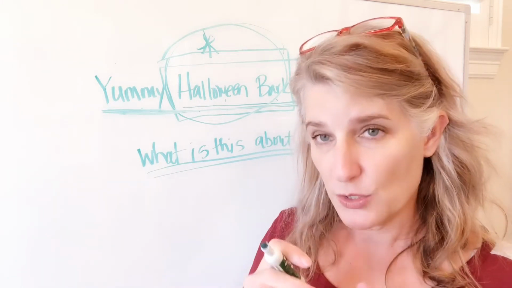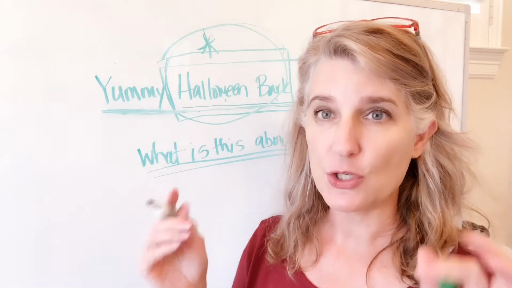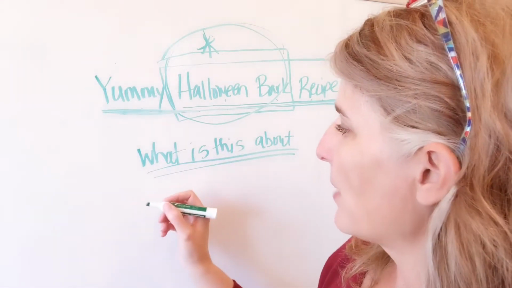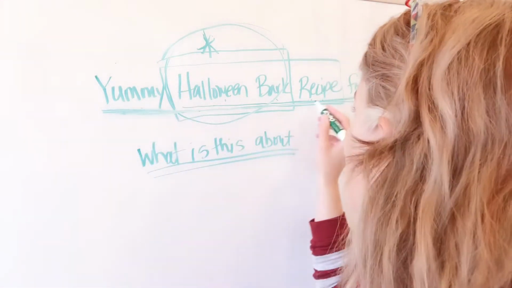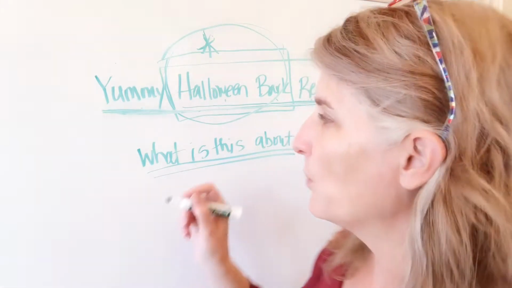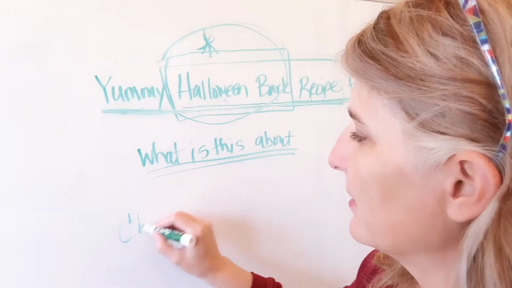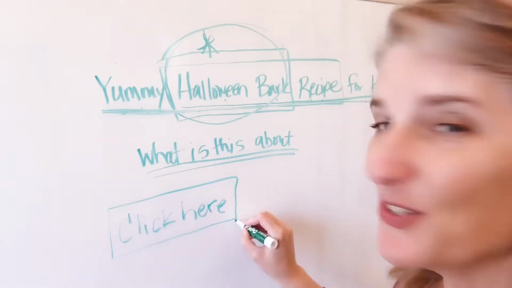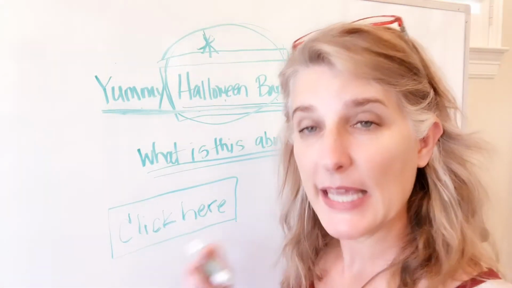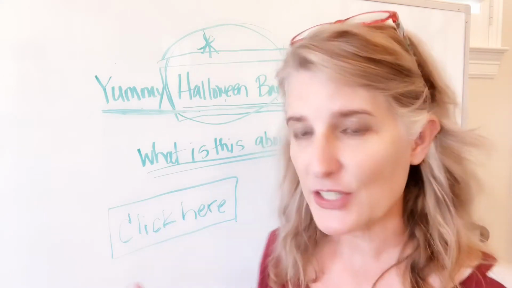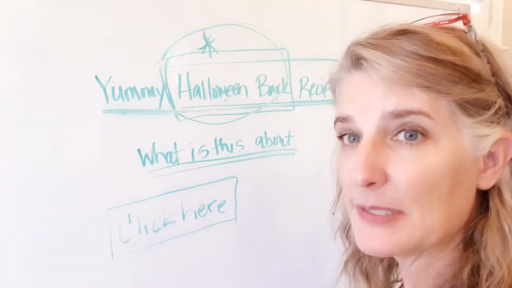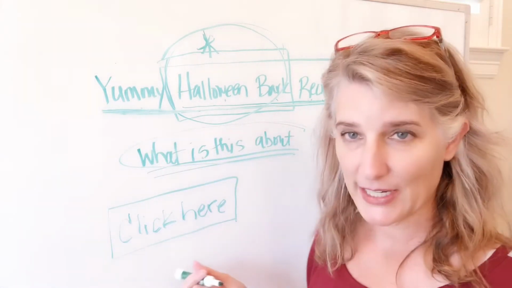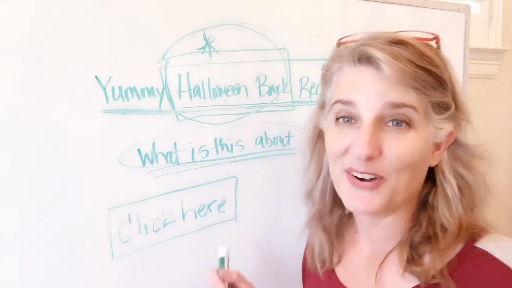What we don't want to do is hyperlink things that don't go to that. So let's say that we're trying to link to yummy Halloween bark recipe for kids, and we link with the words click here. You see this all the time on the internet. Somebody linked the words click here. That's a great call to action. But now when Google comes to see what this article is all about, the words are click here. And you're never ever going to rank for click here.